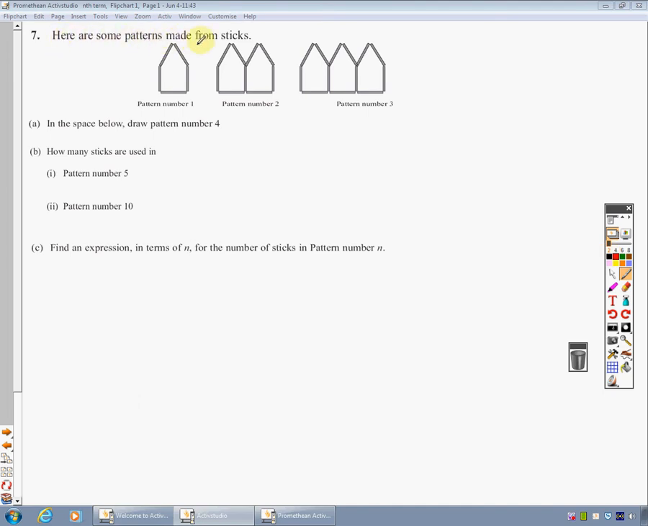Here are some patterns made from sticks. Pattern number 1, pattern number 2, pattern number 3. In the space below, draw pattern number 4. I'm just going to draw it up here because I squashed the exam question in to make room for us to be able to draw things.